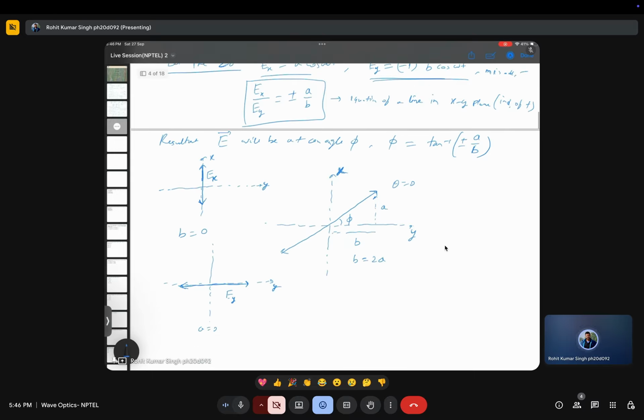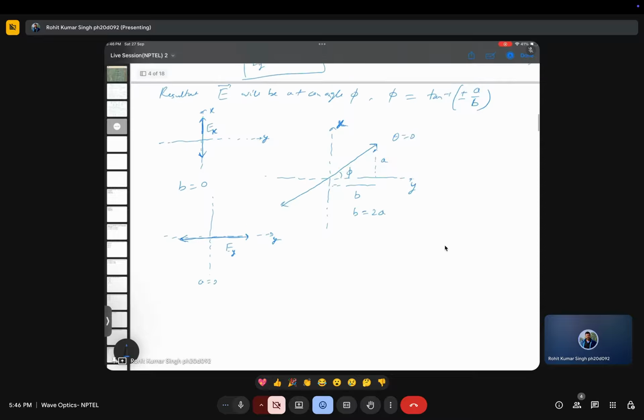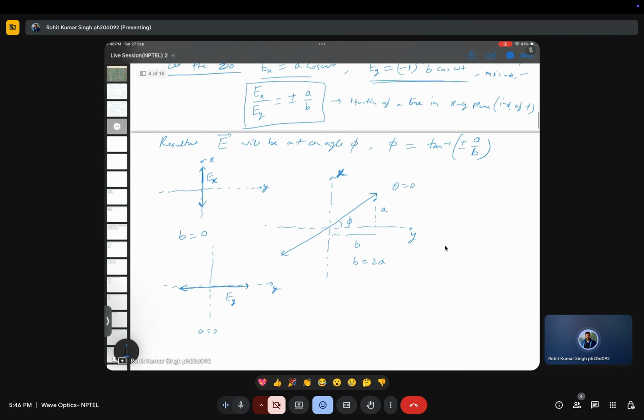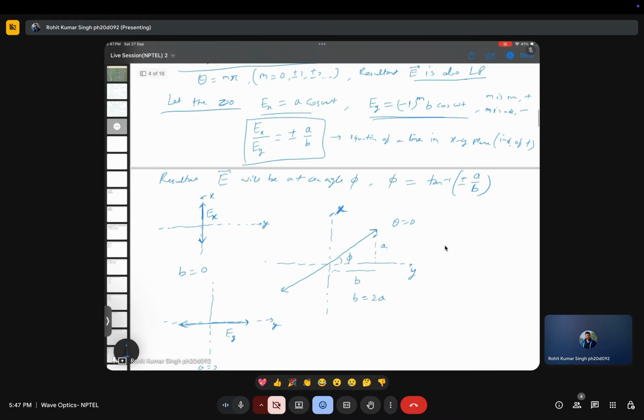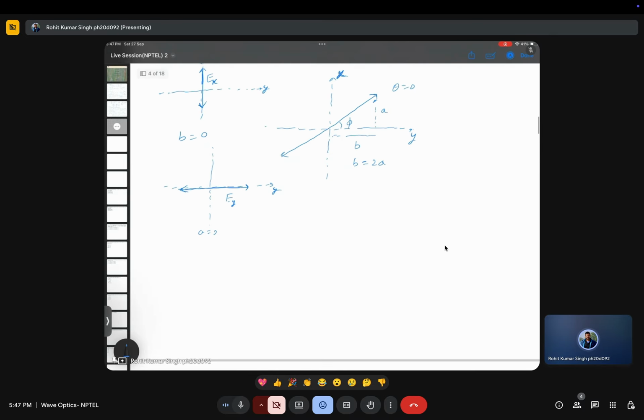Now you can also draw it for theta equal to pi. So for theta equal to pi, it will, let me draw another diagram.